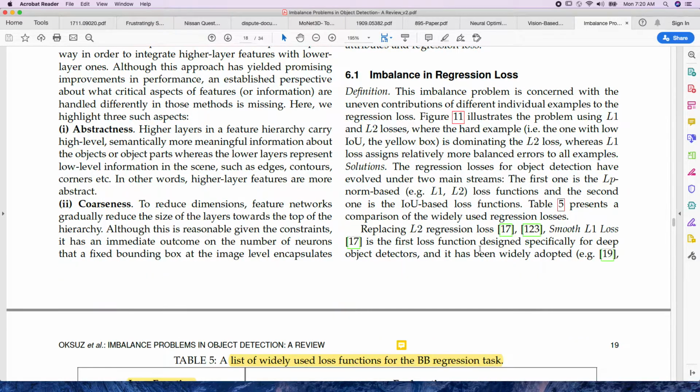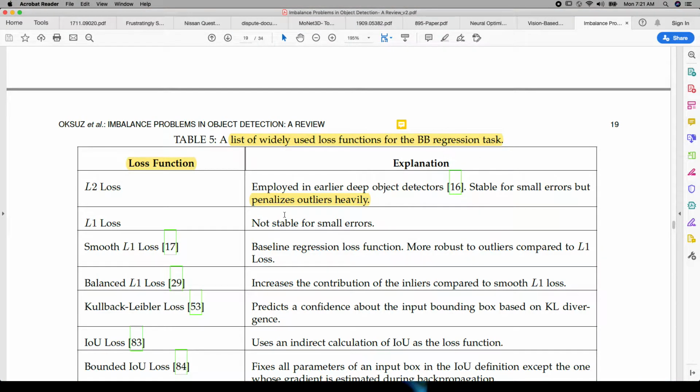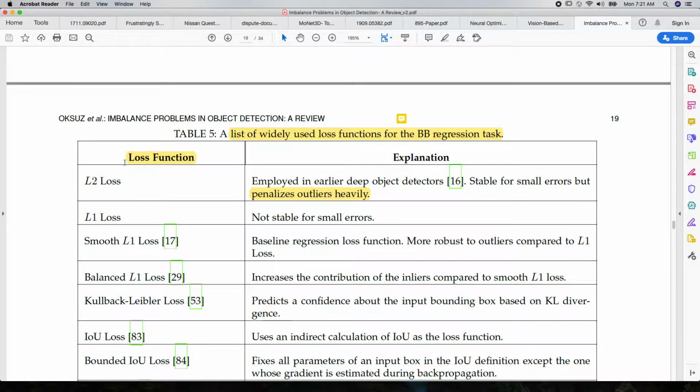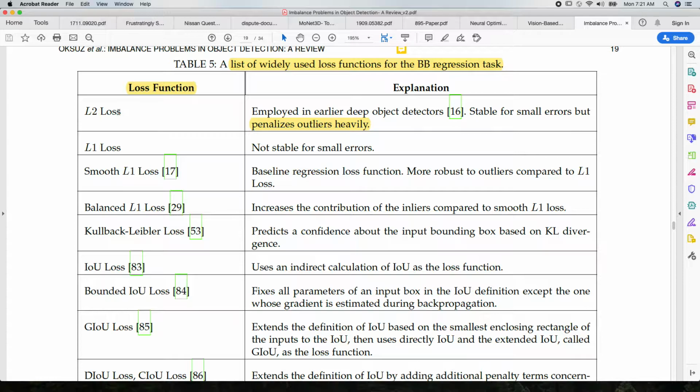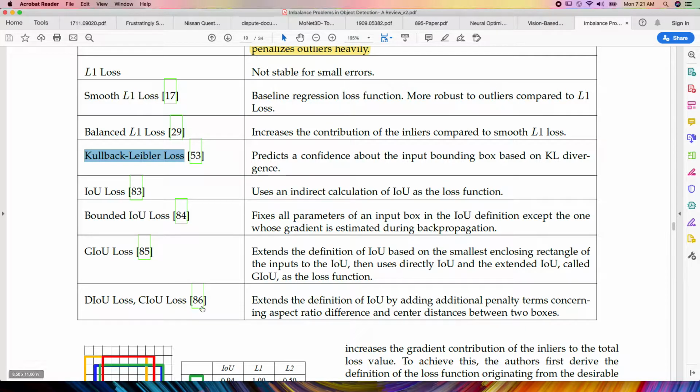So in wrap up, you have a list of widely used loss functions for bounding box regression. It's an important one for us to look at. You have the L2 loss and L1 loss. If I can remember correctly, I think we have a tutorial on our channel that discusses either of these losses. You may want to look into it. Then there are some other losses too. Pull back labeler loss is very common in literature, and some other losses.